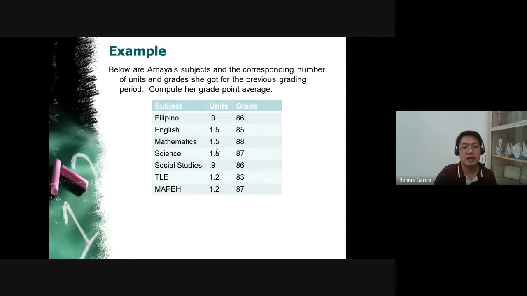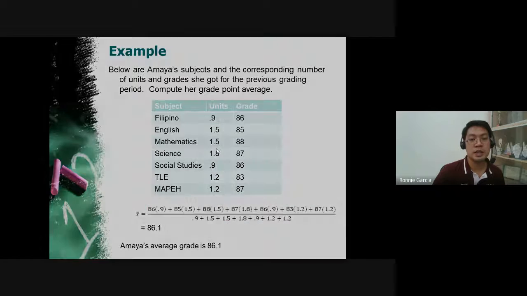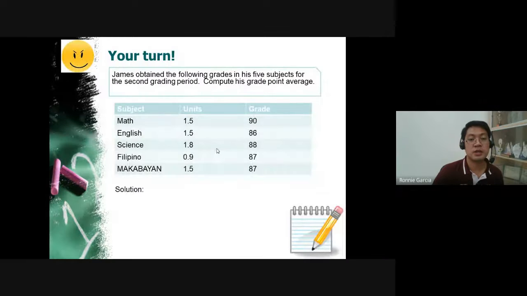The example given last time was all about computation for the grade point average, wherein every subject has a corresponding unit. And the unit will tell you the level or the degree of importance, or that is the weight. Every grade will be multiplied to the corresponding units. Then the sum of that will be the dividend or the numerator. The sum of the units or the sum of the weights will become the denominator or the divisor. The result will be the weighted mean. That is the meaning of the weighted mean.